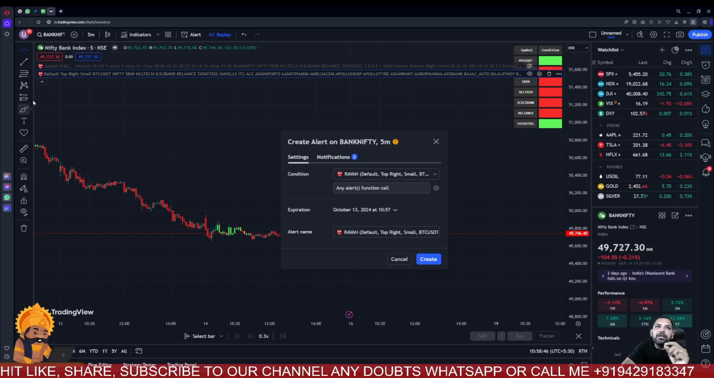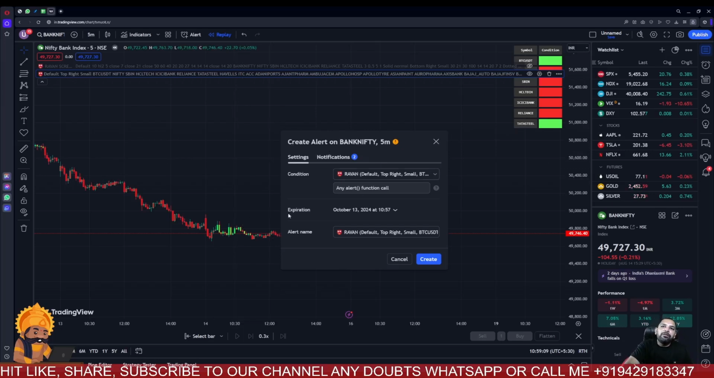And this is another option you can see. If you want to keep the alert on 5 minute time frame, make sure you keep your chart on 5 minute time frame. If you want to keep working on swing trading, if you want to keep this alert on 1 hour or 4 hour time frame, make sure you keep your chart on 1 hour or 4 hour time frame and then set the alerts. So here you can say create alert on Bank Nifty 5 minute, right?